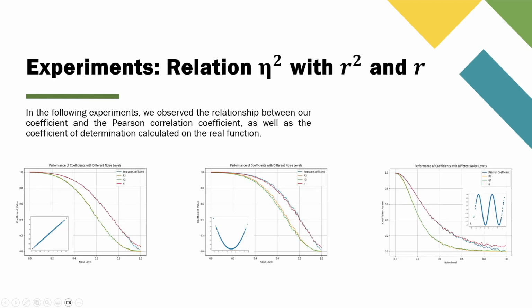In the third experiment, we researched the relationship of our coefficient with the coefficient of determination and the Pearson coefficient under different noise levels. The graph shows that our coefficient approximates both well. Moreover, for linear dependence, the graphs almost coincide.